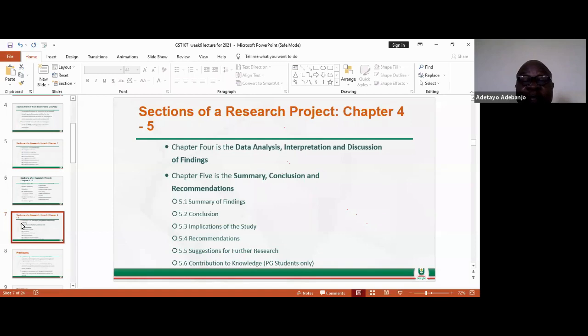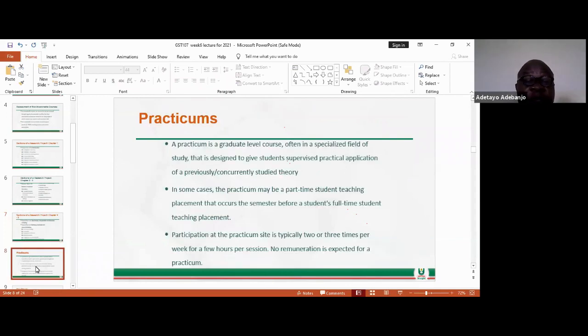So chapter 4 is data analysis. You interpret and then discuss, and then compare your study with others in the literature you have reviewed. Then chapter 5 talks about the summary, conclusion, and your recommendations to people. So far so good. That is on projects.